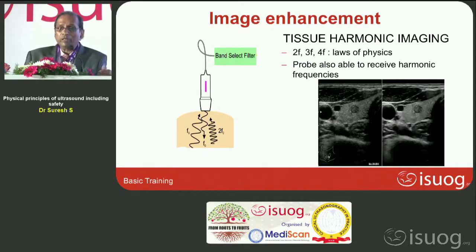Then there's a very important advancement that happened in the physics of ultrasound, which is called tissue harmonic imaging. Now remember, when you send a 3.5 megahertz pulse downwards and it gets reflected and comes back, the tissue vibrates not only at 3.5 megahertz, it is also vibrating at double the frequency, which is called the second harmonic. It also vibrates at the third harmonic, 3 times the frequency, and 4 times the frequency. This is as per the laws of physics.